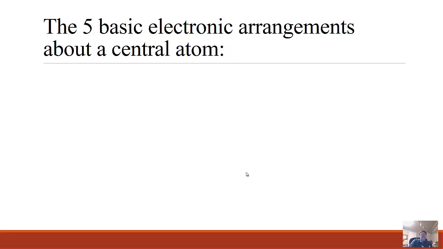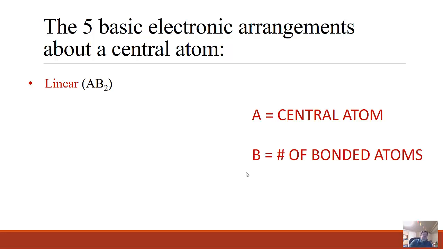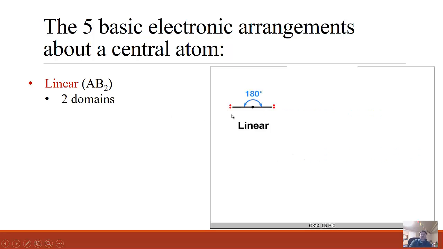All right, there are 5 basic arrangements about a central atom. The first one is what we call linear. Linear takes on the form of AB2, where A is your central atom and B is the number of bonded atoms attached to it. So we would say this has 2 domains, because here's our central atom and we have 2 things bonded to it. Linear means a straight line, so if there are no lone pairs, we're going to expect 180 degrees.